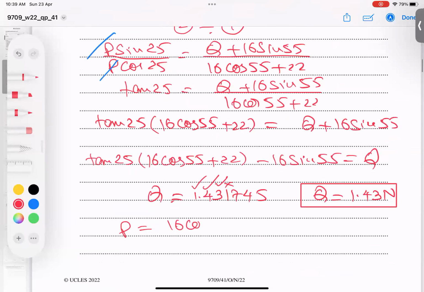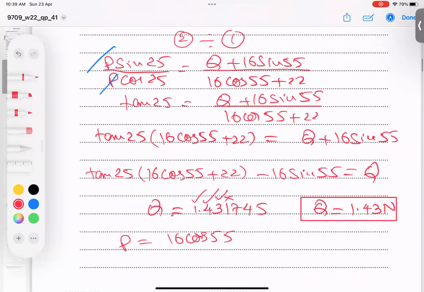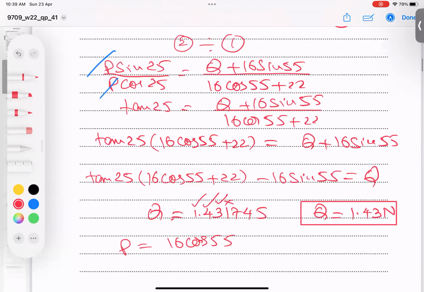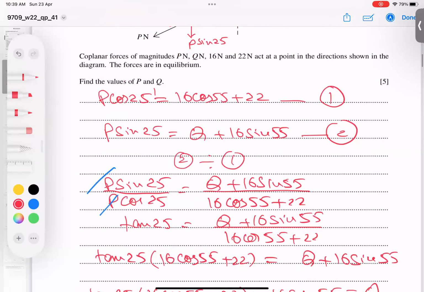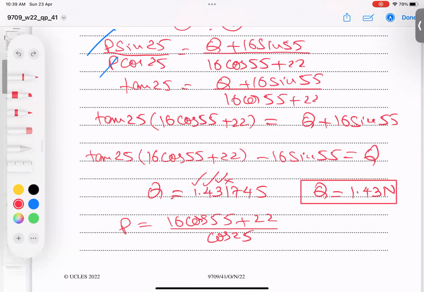16 cos 55 plus 22, over cos 25. I repeat, this cos 25 will divide. And when I divide it, students, so let's see, it is just a matter of typing in the calculator. And I believe you are not getting any big issue. So the answer is coming. Let me recheck. Yes, exactly.